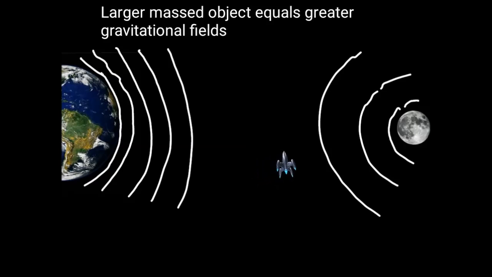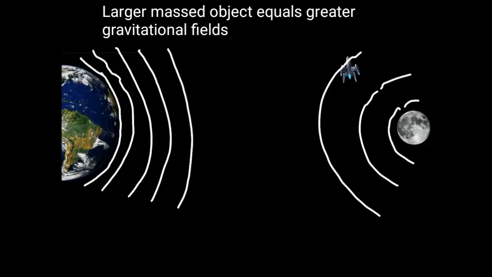Well, as it gets closer to the Moon, these are weaker gravitational fields. So even though it's about the same distance over here, because the Moon is smaller, its pull on our rocket is going to be less. So we're going to be able to escape into deeper space a lot easier than we would with the Earth.